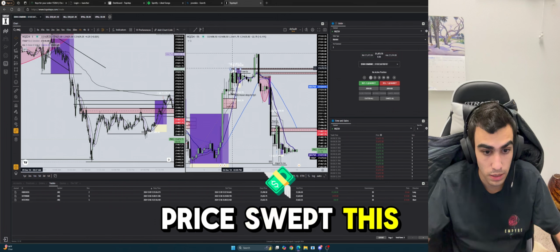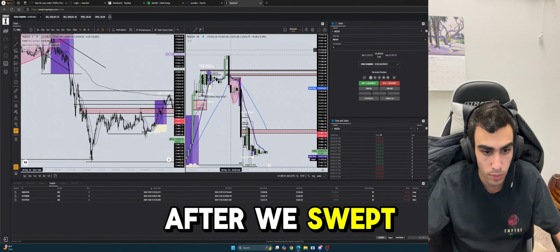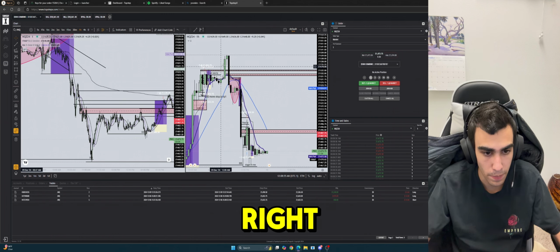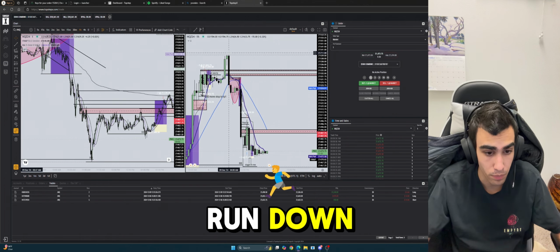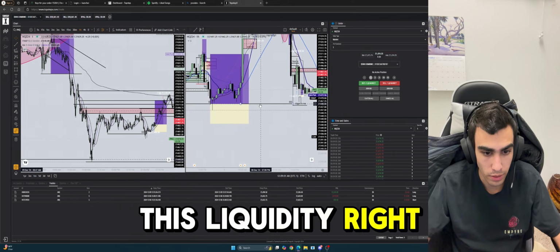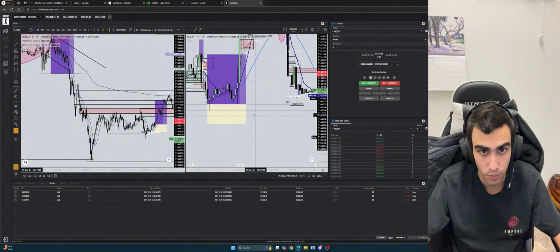Price swept this buy side liquidity here, right? After we swept that buy side, what happened? This was the major buy side liquidity, right? Price decided to run down. Price ran down all the way back down to this liquidity right here, which was the previous 1 hour low.